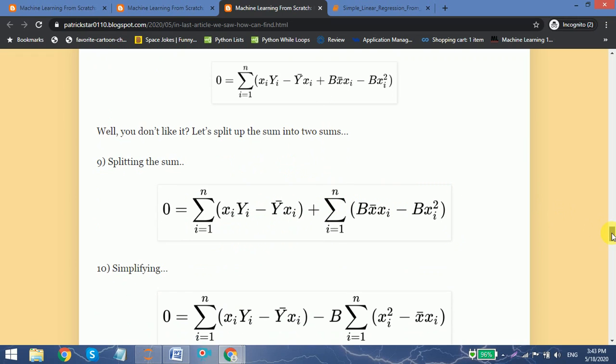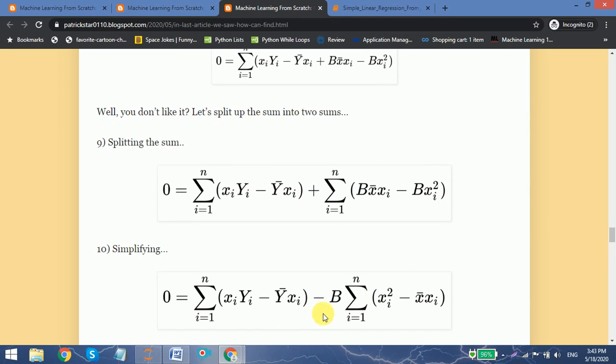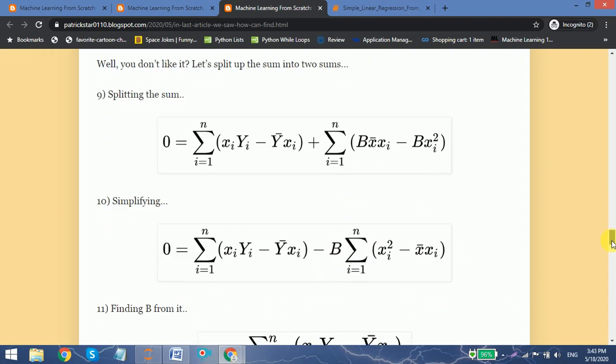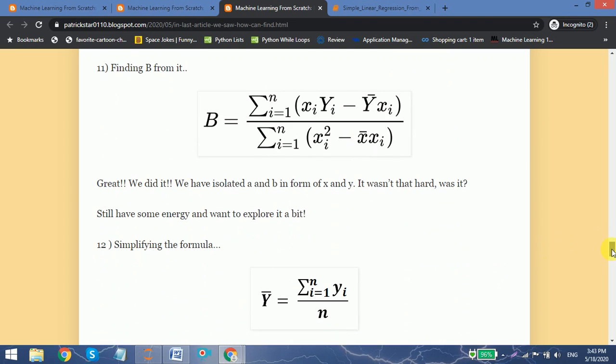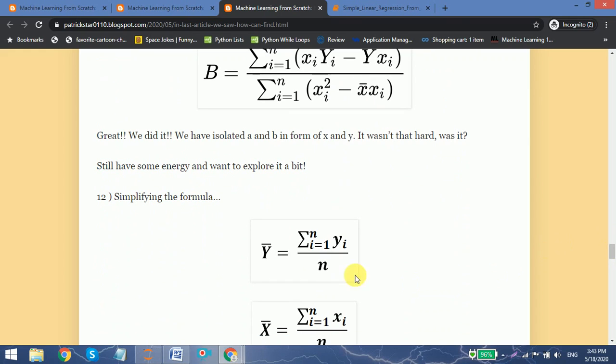Okay, so now our ultimate goal is to find the value of b, so we have to keep b common here. From further simplifying, we can get b equals this value divided by this value. This is pretty simple to understand. And if we simplify the formula, we can say that y bar, the mean of y, equals the sum of yi divided by n, and the same for x.